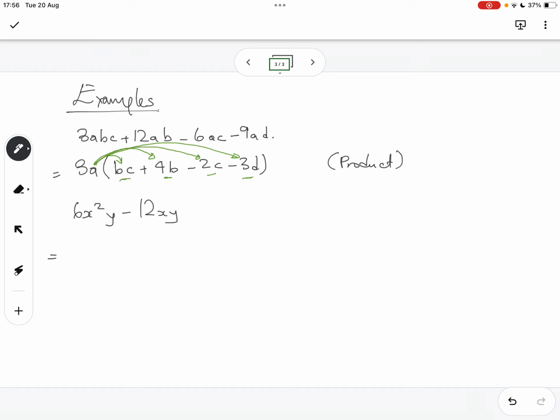6x squared y minus 12xy. Highest common factor. What do you think it will be? 12? Nope, it's not 12. Think about it. Highest common factor. Not the highest number in the expression or terms, but the common factor.